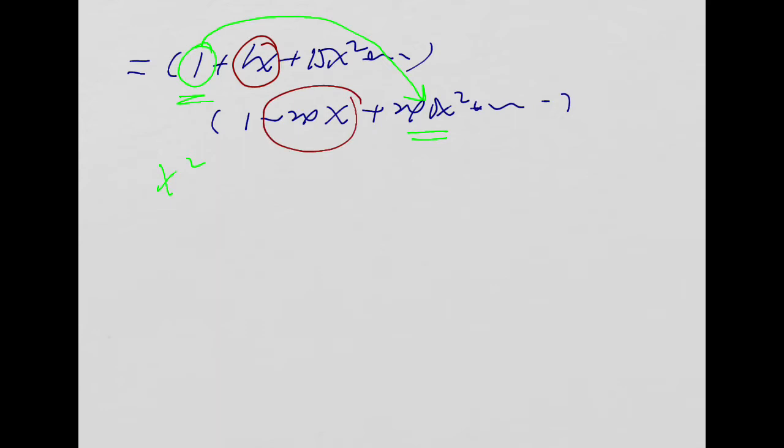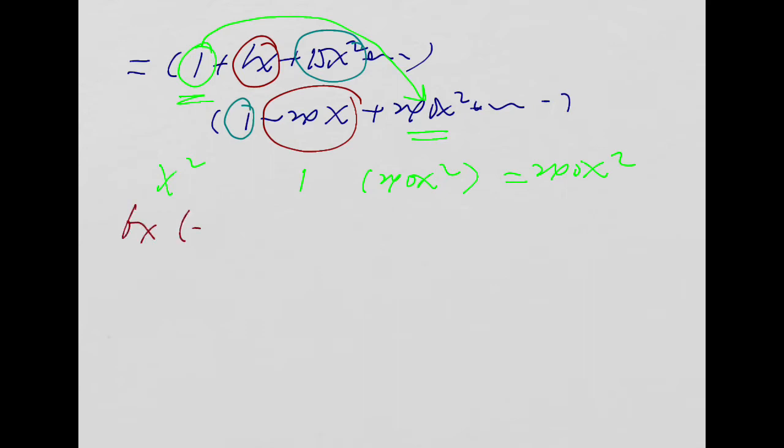Thirdly, I use turquoise. This 15x squared, you need to multiply by 1. Am I right? So it's not just that you need to multiply everything, or else you have nine terms. 3 times 3 is 9 terms, okay? So the x squared term becomes 1 times 240 x squared, which is 240 x squared.